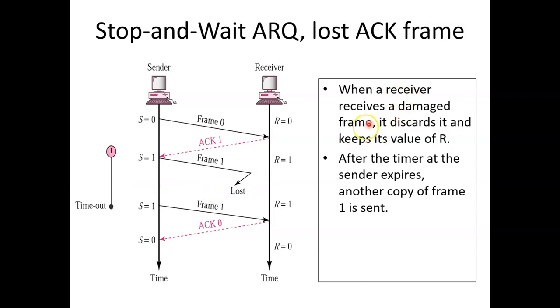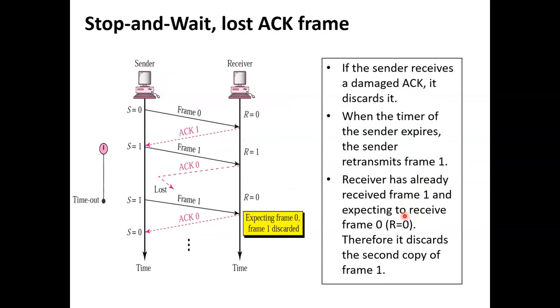When the receiver receives a damaged frame, it discards it and keeps the value of it. After the timer at the sender expires, another copy of frame 1 is sent.